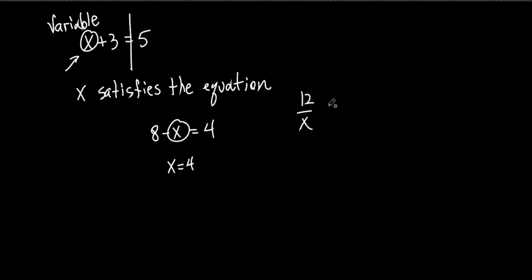Okay, let's do another one. 12 divided by x equals 4. Again, in your head, 12 divided by what number is going to give you a 4? 3, right. So I say 3 satisfies the equation, or x equals what? 3. Let's do one more just in our head, and then we're going to learn a way to solve these.